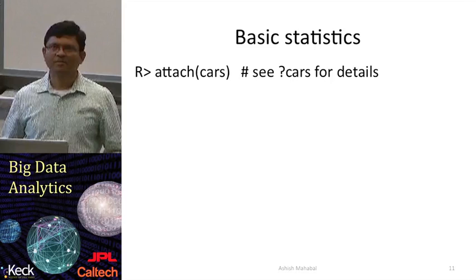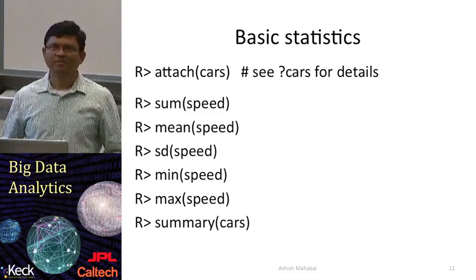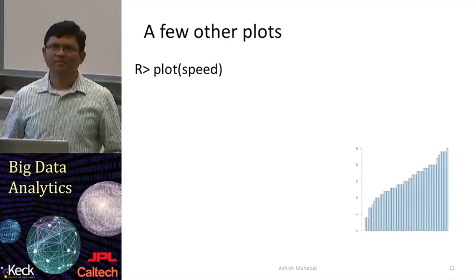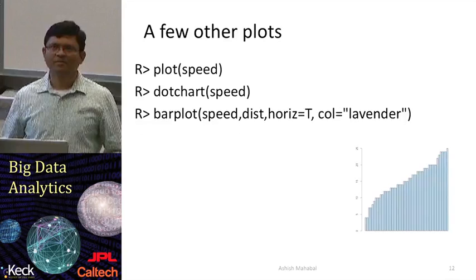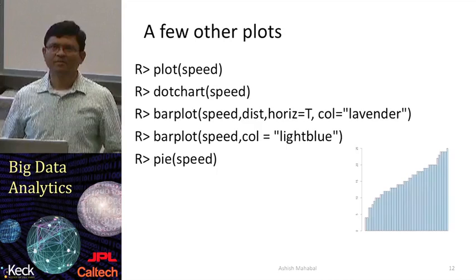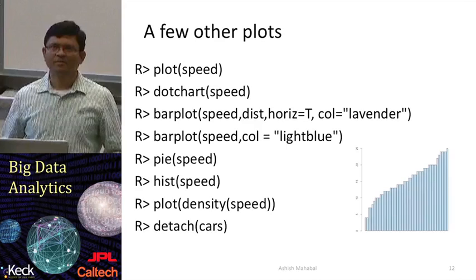So you can see a lot of basic statistics by simply attaching cars and then taking the mean of speed, which is one of the variables, or the max of the speed, or summary, and doing various things like a dot chart of it, or a bar plot of it. And you can give various colors to it, or you can get a pie of speed. So these are things that you can explore on your own. I'm just showing some of them to you so you can get it. And when you don't want the variables from cars to be there, you can simply detach those.